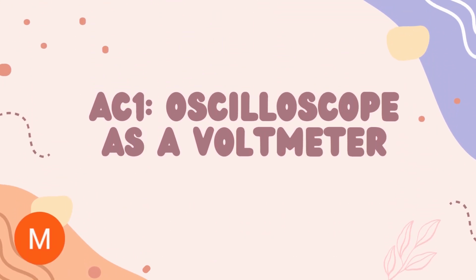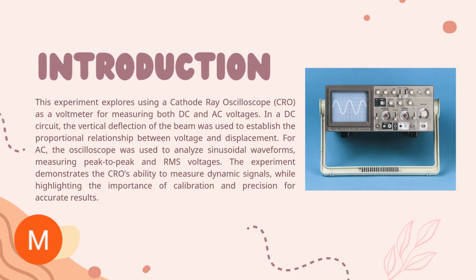Next, we move on to SC1, oscilloscope as a voltmeter. The introduction of the experiment is that the experiment explores using a cathode ray oscilloscope, CRO, as a voltmeter for measuring both direct current and alternating current voltage.